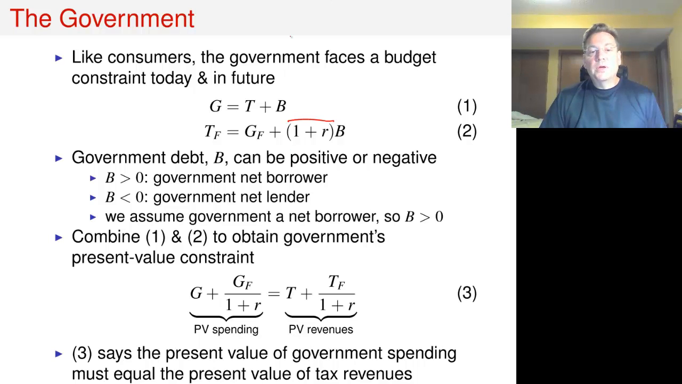As with the individual, we can combine these two budget constraints by just substituting for B, and we get the government's present value constraint, which says that the present value of spending, that is current spending, purchases of goods, plus the present value of future purchases of goods, has to equal current taxes plus the present value of future taxes. The fact that this is a present value relationship as opposed to something that has to hold every single period, meaning G equals T all the time, is going to be very important for what we're going to do in the future.